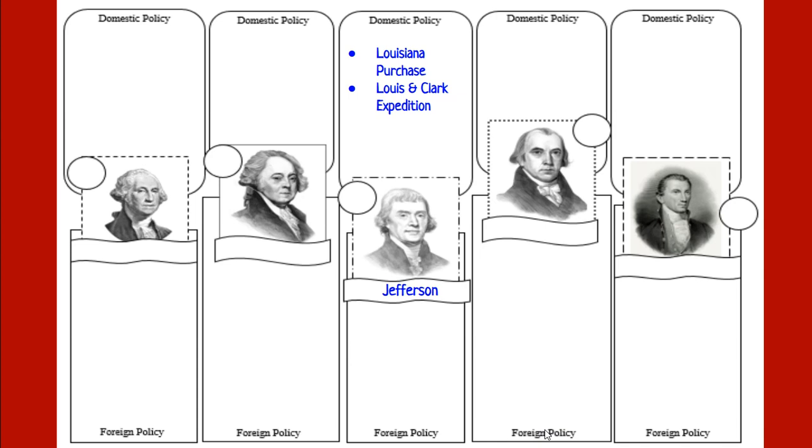He's kind of uncertain whether the Constitution allowed the federal government to buy new territory, but he went ahead with the purchase. He made it a treaty with France, and so that was one of his executive powers.